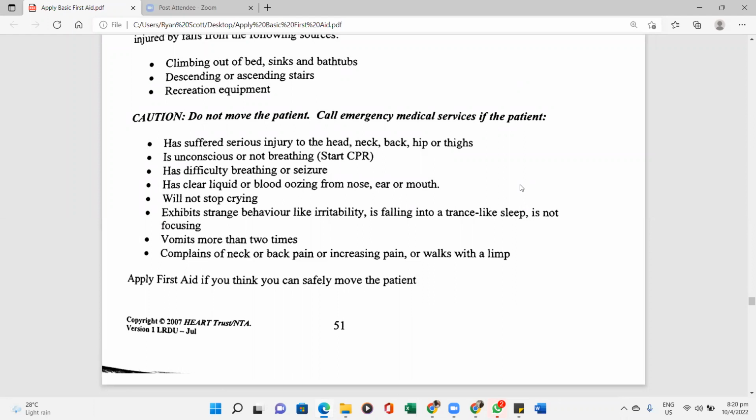It says, do not move the patient. When somebody falls from a tree, falls from a height, don't move the patient. You call emergency medical services. Okay? If the person has suffered serious injury to the neck, the head, the hip, the thigh, don't move the patient because you may make it worse, right? If the person is unconscious and not breathing, then you start CPR. If the person has difficulty breathing or is having a seizure, has clear fluid or blood oozing from the nose and the mouth, you have to call emergency, right?